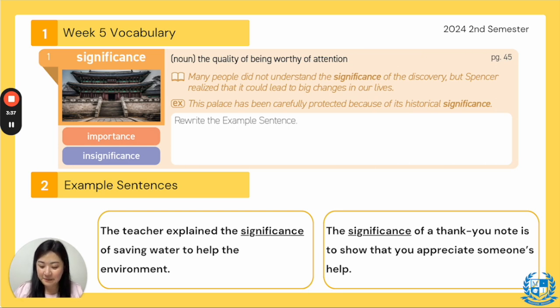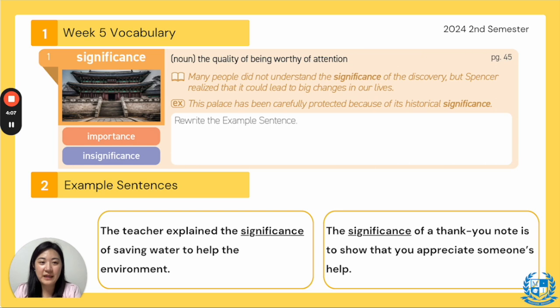Let's look at the example here and let's read together. 1, 2, 3. This palace has been carefully protected because of its historical significance. Very good. So as you can see in the picture above, it's a picture of an olden palace, right? And it has been protected carefully because of how big of a significance it has to our history.